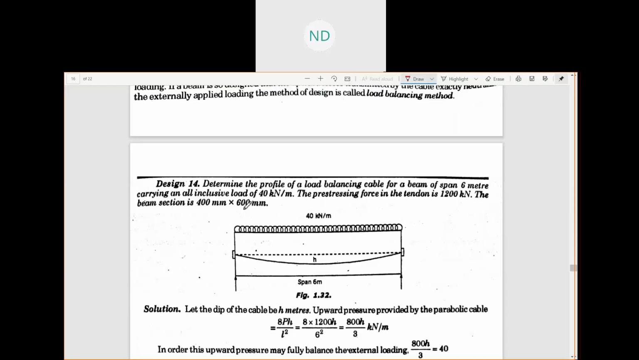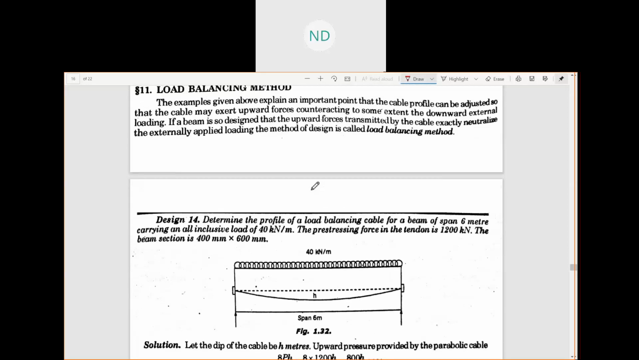What the question says is that determine the profile. This is a load balancing question. We have done how many methods till now? We have done the stress concept method, and now we are doing the load balancing method. Load balancing method we had done on bent tendons with a triangular profile and bent tendons with a parabolic profile. These were nothing but the load balancing method.